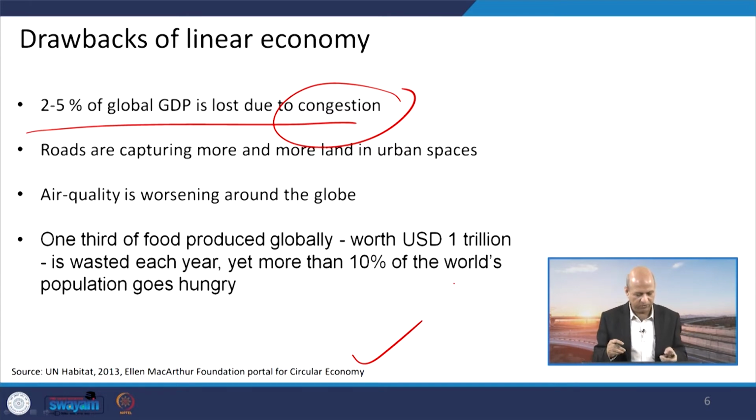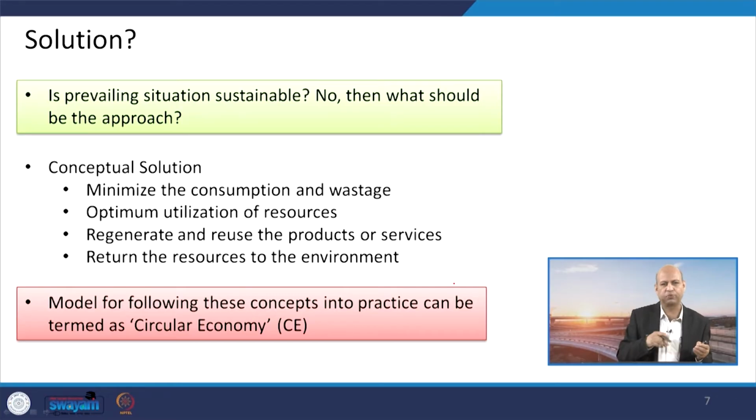Now, if we look at this problem and the solutions, whether this prevailing situation will continue or it is sustainable. If it is not sustainable, then what are the options, what are the different approaches we can look at. So, the conceptual solution is that we should go towards those kinds of activities, those models of development which minimize the consumption of resources, and production of wastage is also minimized. Very little wastage should be there, and we consume fewer resources.